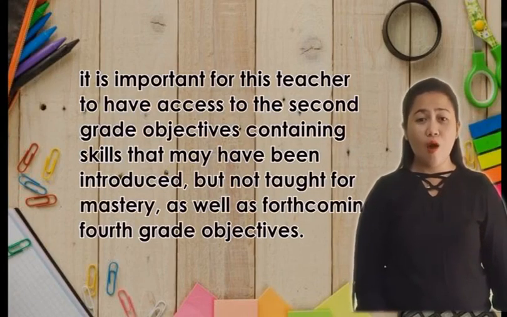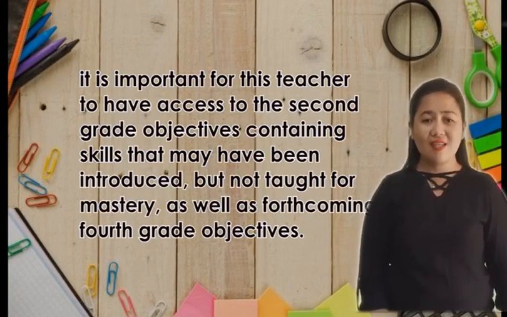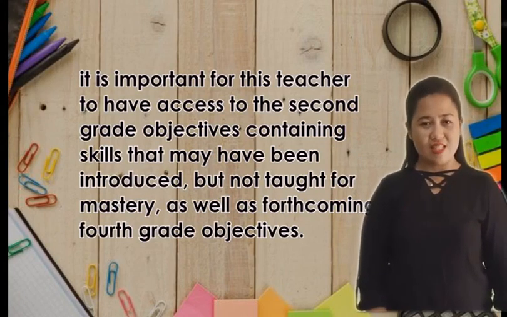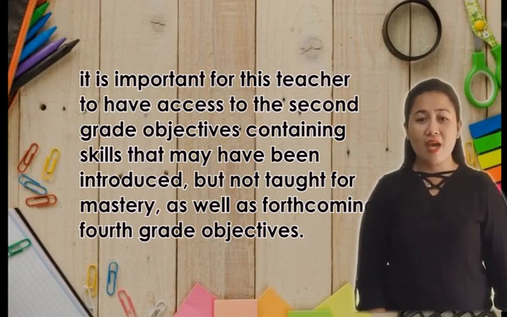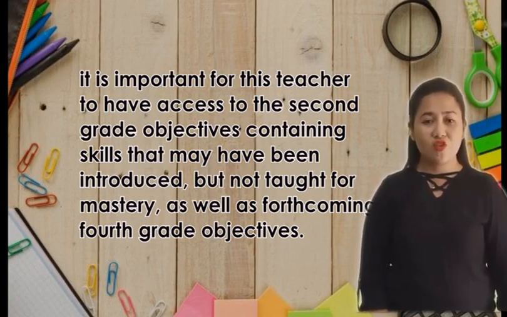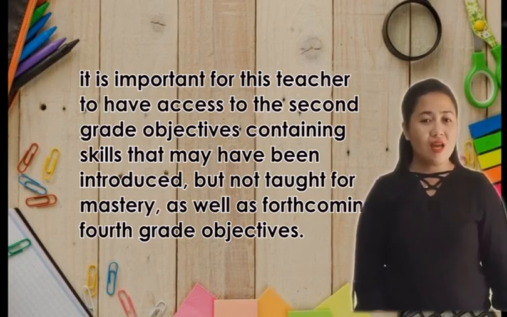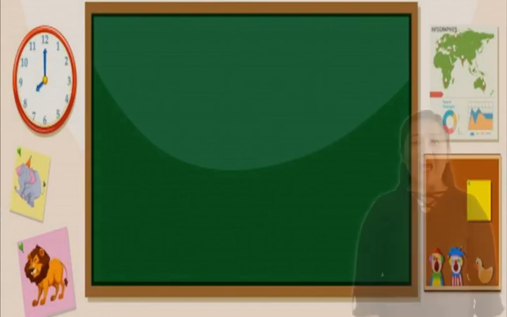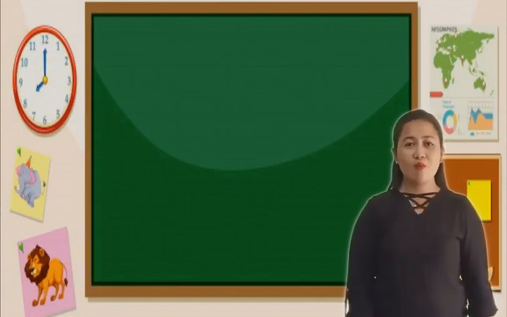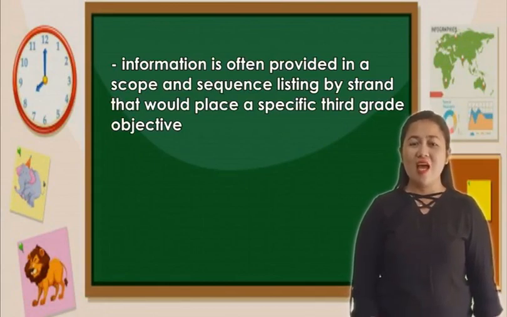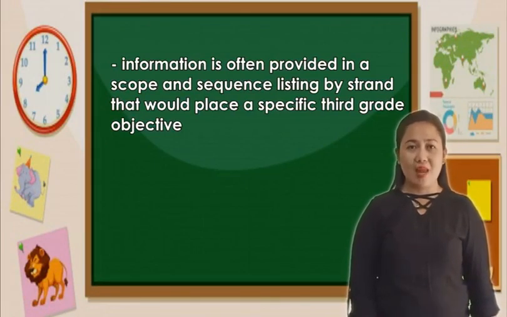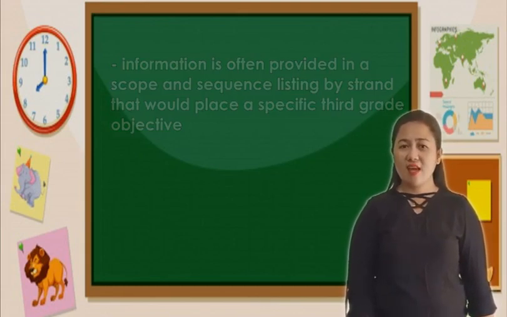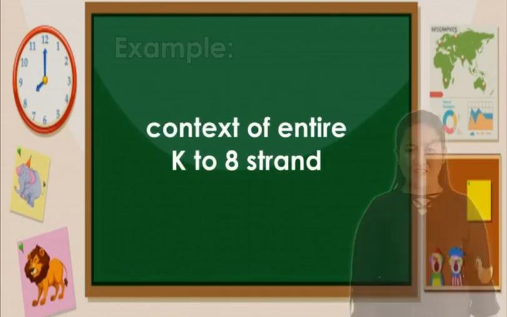However, it is important for this teacher to have access to the second grade objectives containing skills that may have been introduced but not taught for mastery, as well as forthcoming fourth grade objectives. This information is often provided in a scope and sequence listing by strand that would place a specific third grade objective, for example, in the context of the entire K-8 strand.